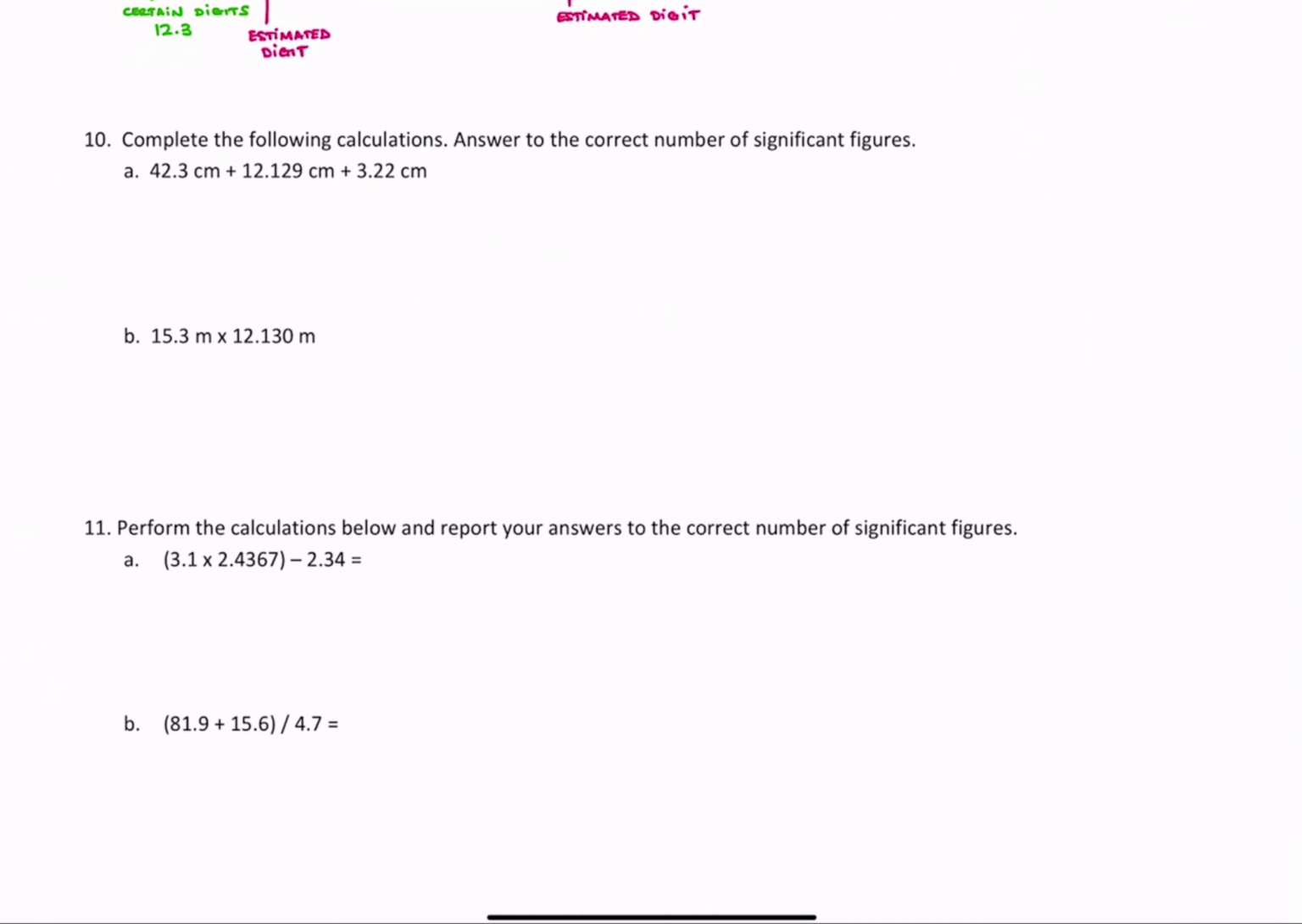A, 42.3, one decimal place, sorry. 12.129, three decimal places. 3.22, two decimal places. So let's write it down. Here I have one decimal place, here I have three decimal places, and here I have two decimal places. The rule goes with the least number of decimal places.